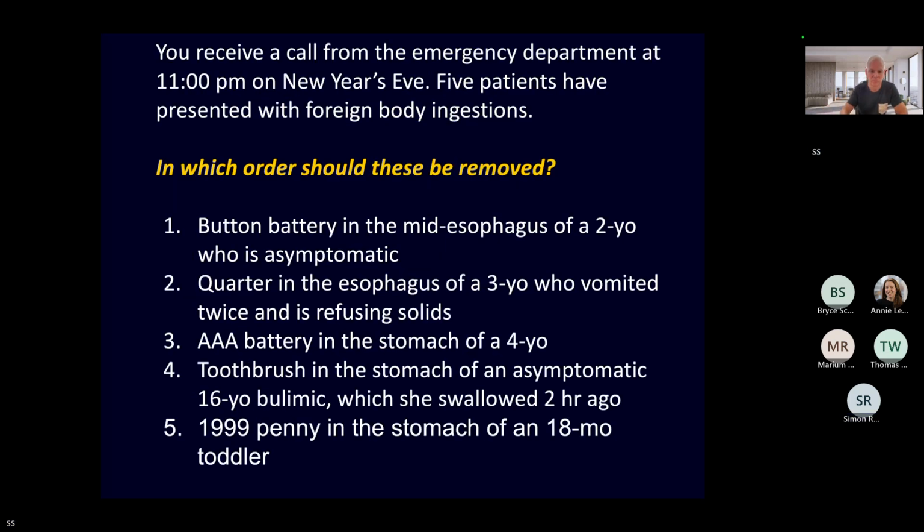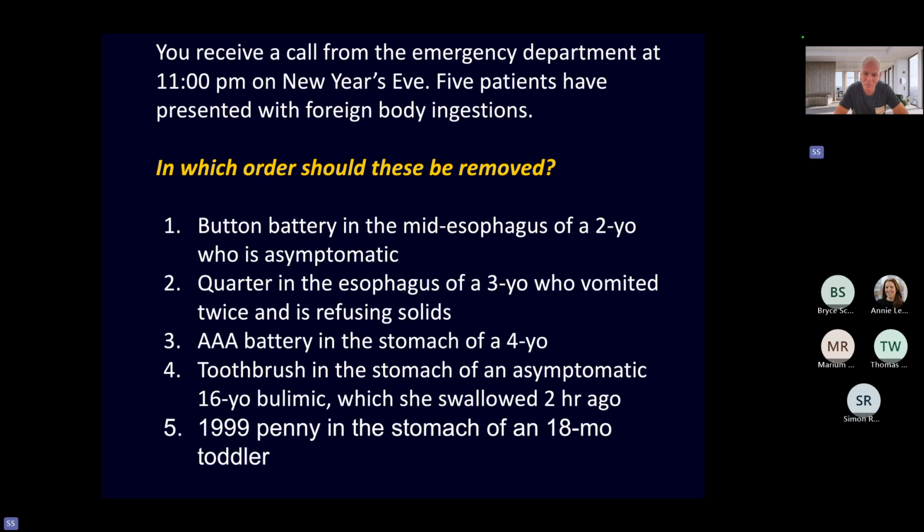So, you receive a call from the ED at 11 o'clock p.m. on New Year's Eve. 5 patients are presented with foreign bodies. In which order should they be removed? Number 1. Number 2.